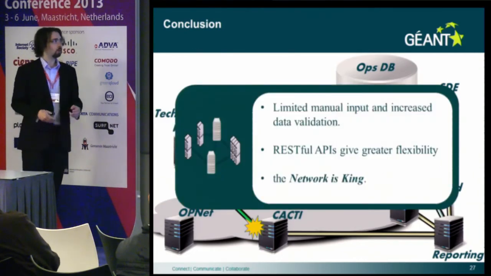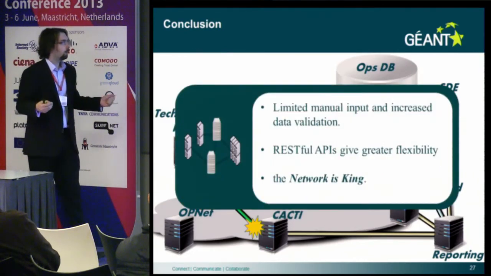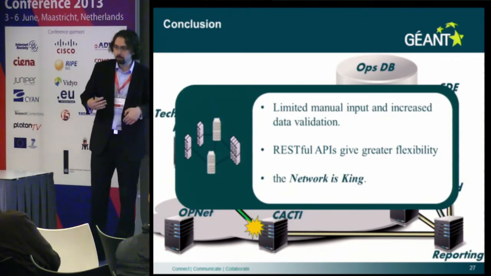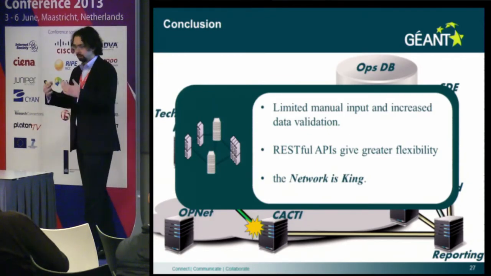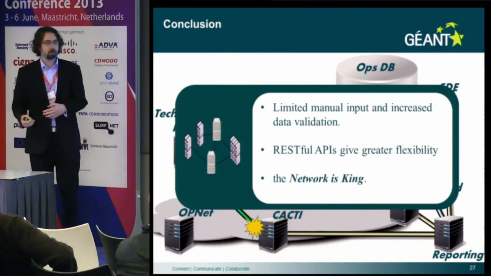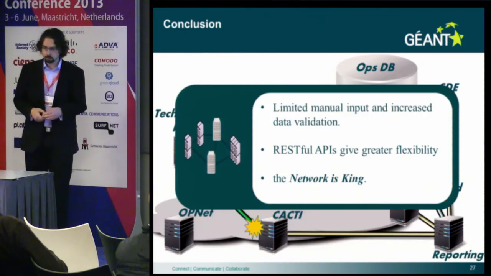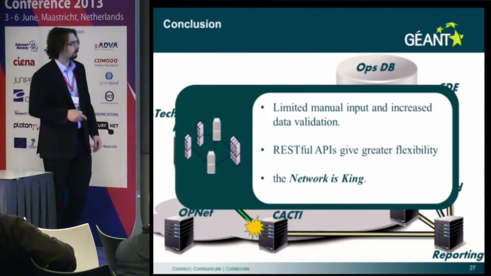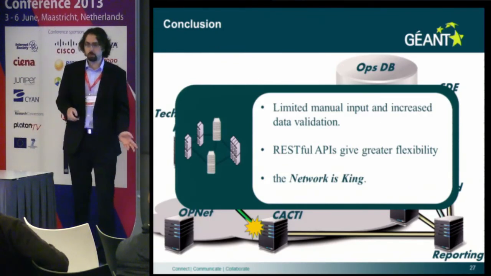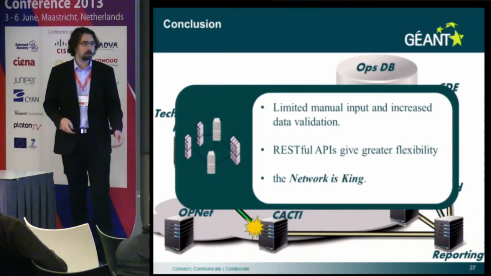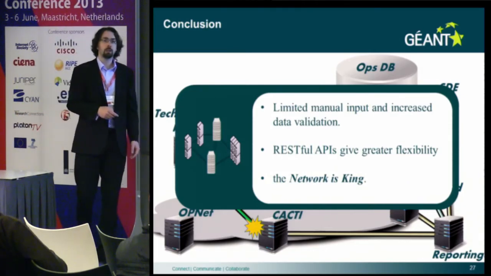So, as a conclusion, we have now limited manual input, and that's where we want to push that further. We introduce RESTful APIs to make sure that we create distinction between the tools and more independence. And we introduce a new paradigm that is basically everywhere in the new tools, and that's where all the major vendors are advertising: network is king.